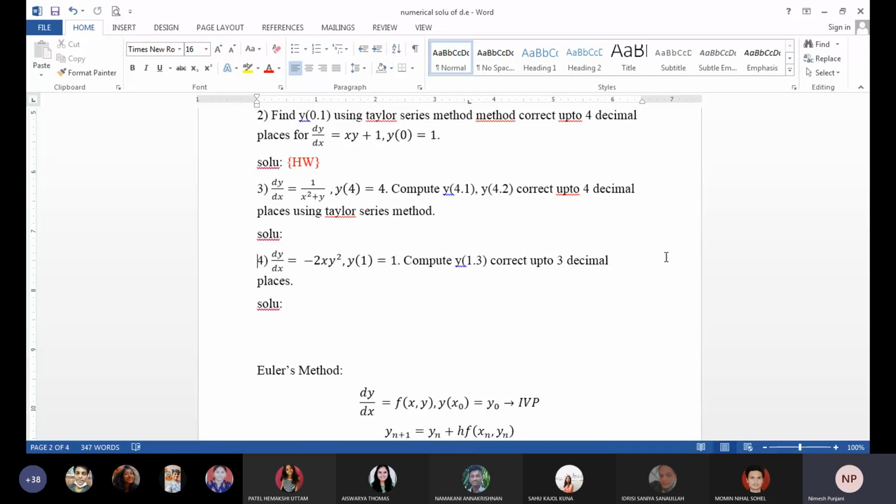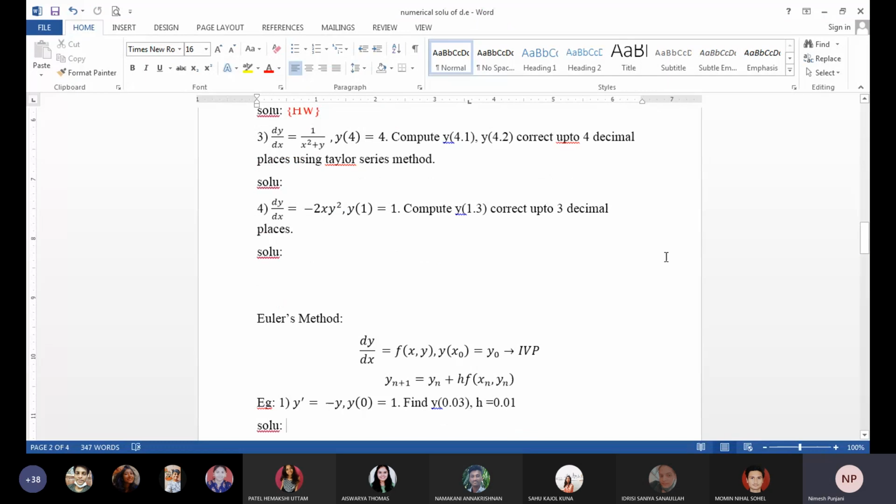Okay, so Euler's method is what we will be discussing now. So the initial value problem, dy by dx equal to f of x comma y with the initial condition y of x0 is y0. So the iterative formula here is given as y of n plus 1 is yn plus h into f of xn comma yn. ठीक है, yn plus 1 is yn plus h of f of xn comma yn.